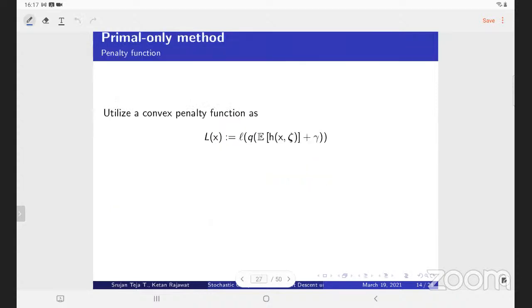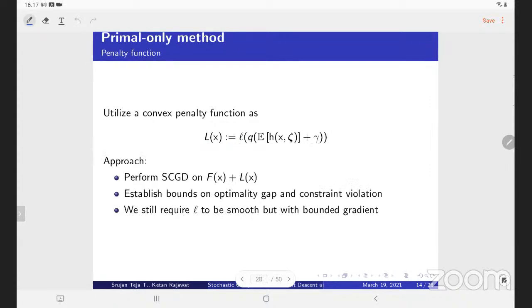Yeah. So this is the constraint function. So I am finding a penalty function for this constraint, which is L. So this is the penalty function. I add this to the objective. So now the goal is to apply the SCGD step on this newly formed objective function, which takes care of both the objective and the penalty and the constraint functions. So later we established bounds on both optimality gap and constraint violation, and we show that these upper bounds will go to 0 as the number of update steps tends to infinity.